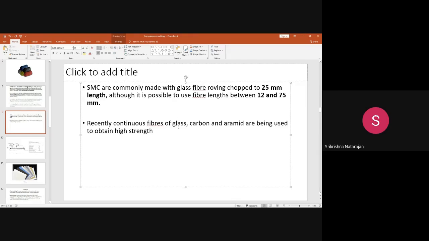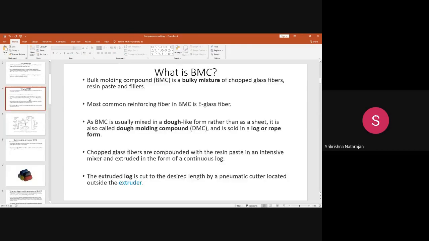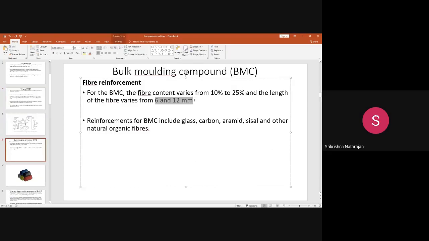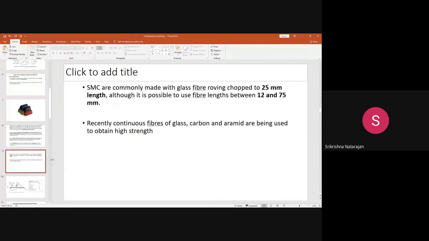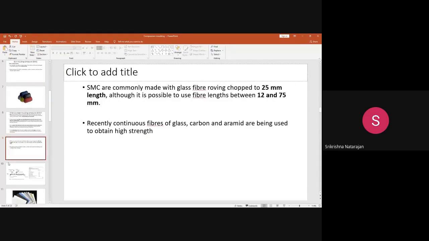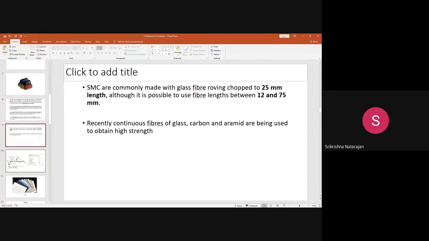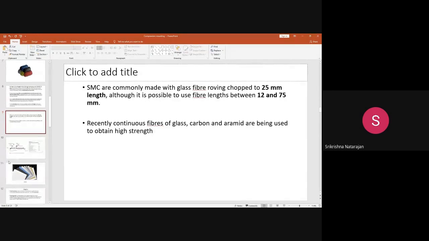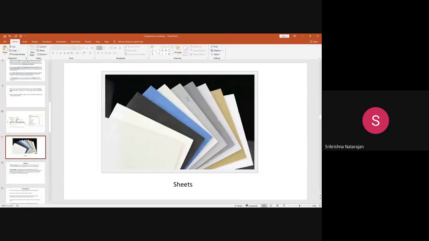And recently, continuous fibers are also used to obtain higher strength. Comparatively, the bulk molding compounds do not use the high length. It is just 6 to 12 millimeter length only. Whereas in the sheet molding compounds, the fiber length used is much higher. That is an advantage, because as the fiber length increases, fiber is the one which finally decides the strength of the composite, so it will withstand more strength. And the product that is produced in the form of a sheet is called the SMC, which is the sheet molded compound.